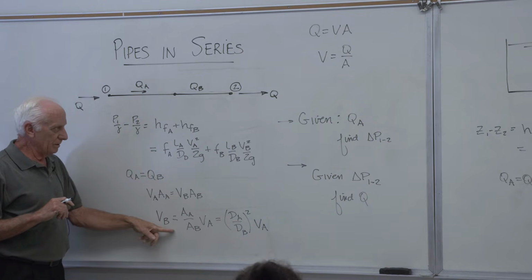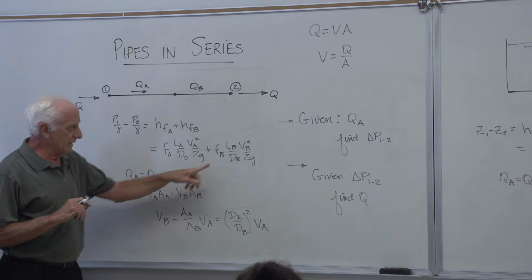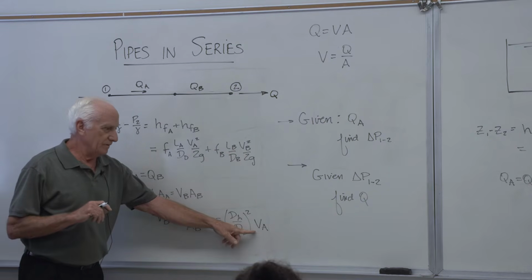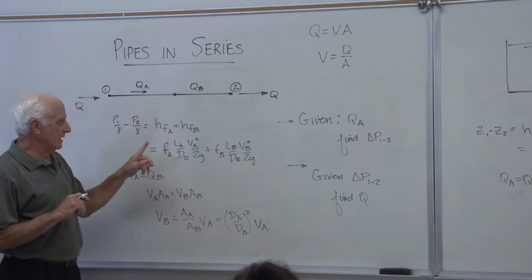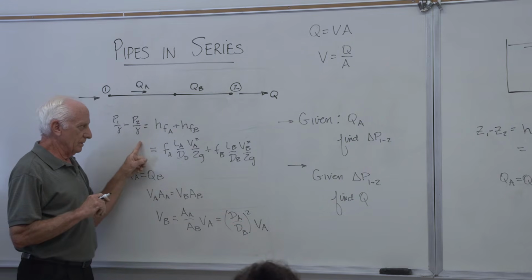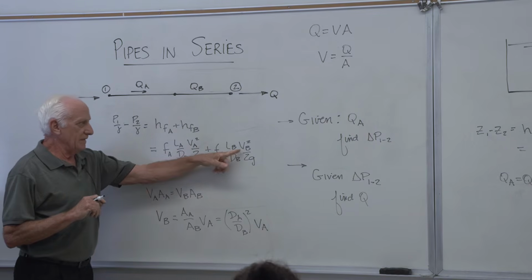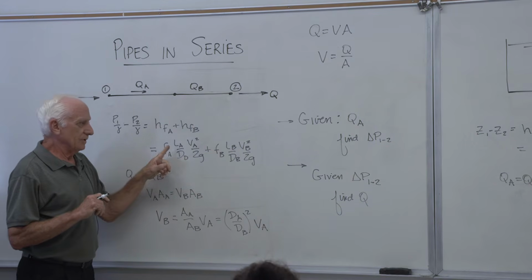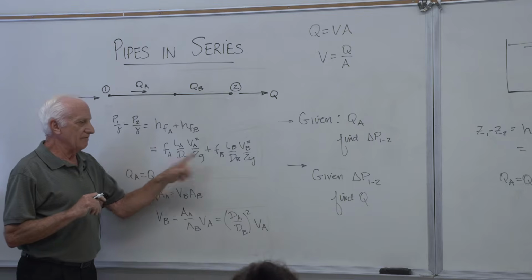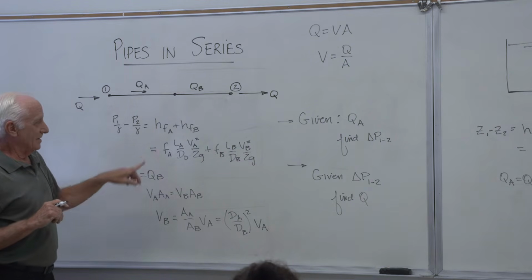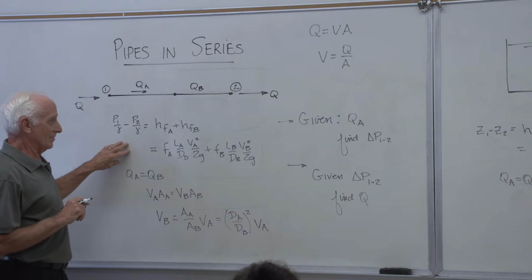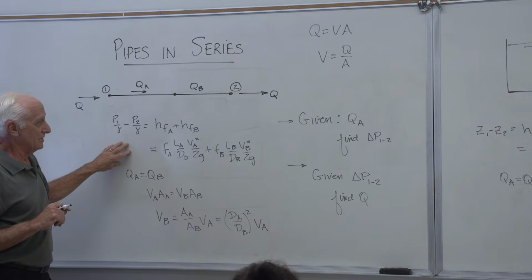Oh, here's one. I'll replace VB in that equation in terms of VA. I can do that because I know the diameters. So now I've got one equation, this one, and now VA here, VA here. Okay, what's unknown? VA, FA, and FB. Okay, 3 unknowns. Now I've got 1 equation. I still need 2 more equations.